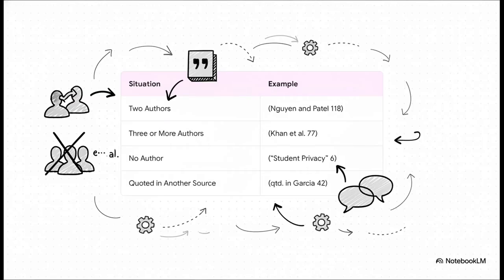Check it out. For two authors, you just list both their names. For three or more, you use the first author's name and then et al., which is just a fancy Latin way of saying and others.